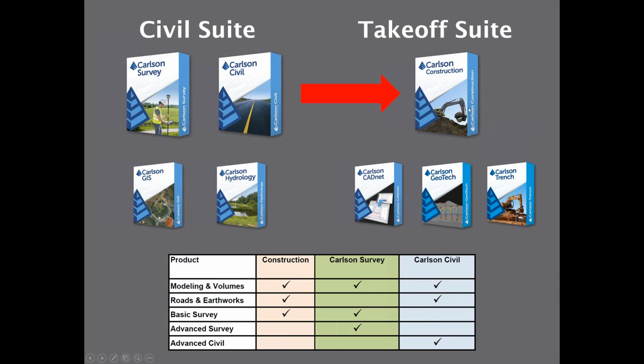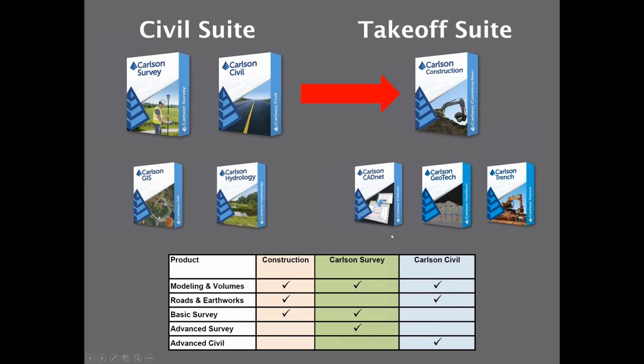Carlson Construction by itself, just that, is $39.50. Well, if you've already got 2 pieces, you get all 4 of the Civil Suite for this. So if you've already got Civil Suite, you've got the bulk of the Takeoff Suite. Is that all you need? Takeoff Suite is modular. If you wanted, you could add construction to your Civil Suite, but you're duplicating. For the most part, if you're buying from scratch, the only other piece you're really going to need is CADnet.